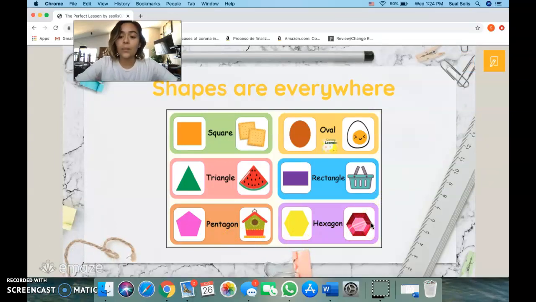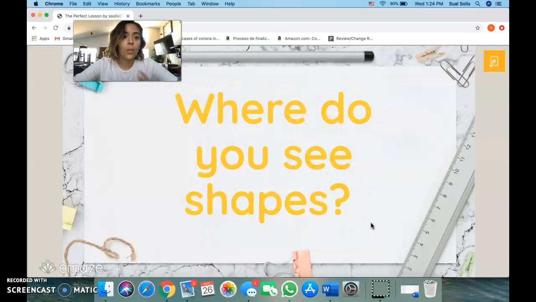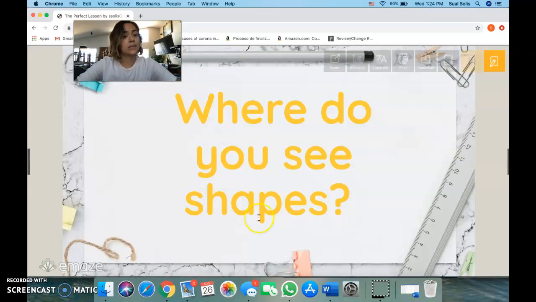So what we are going to be doing is seeing where we see shapes around our home, when we go out to the park, when we go out to the grocery store. Where do we see shapes?